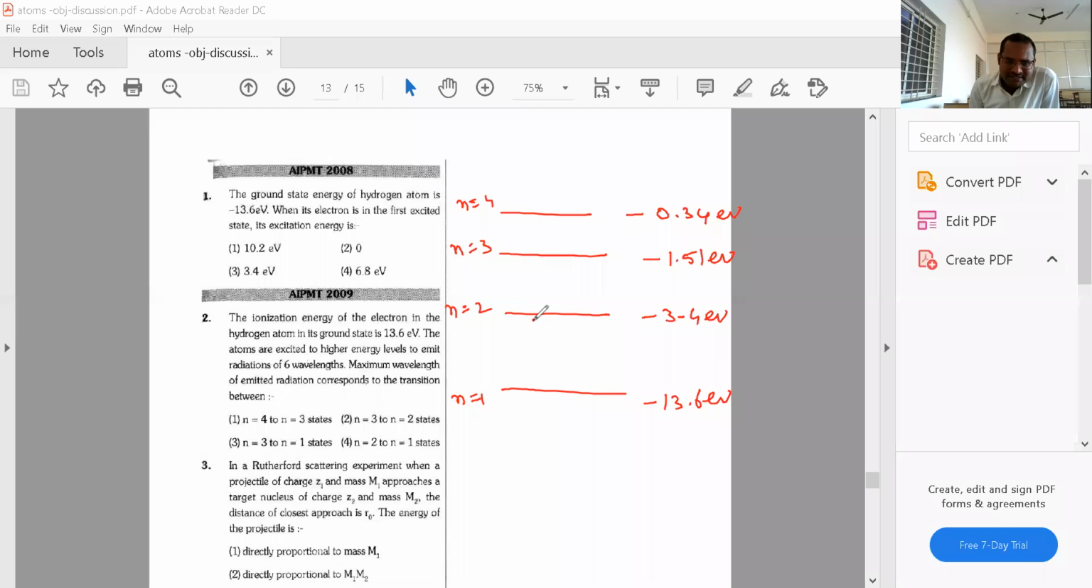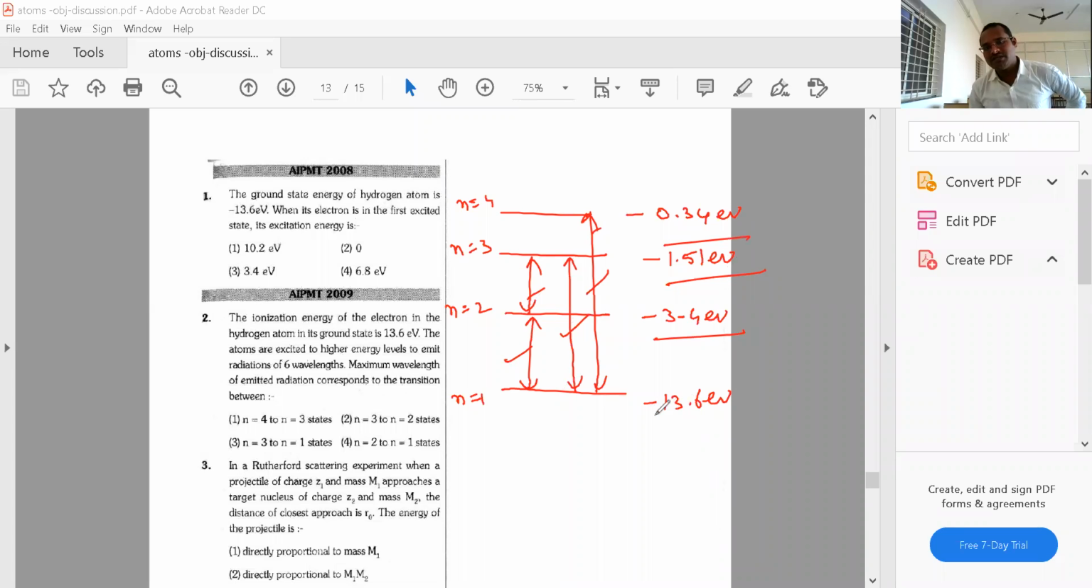So how much is this energy difference? This energy difference? This energy difference? Or this energy difference? You need to remember all of these. Just calculate them by hand and keep them in mind. It is very useful, so that you can give the answer in a fraction of a second if you remember all these energy level difference values. These are very important points. You need to remember all of these for fast calculations.